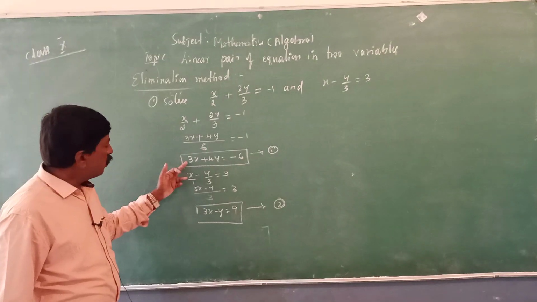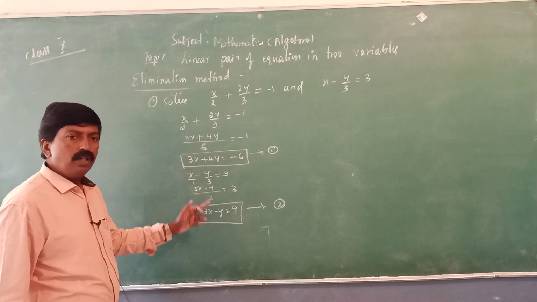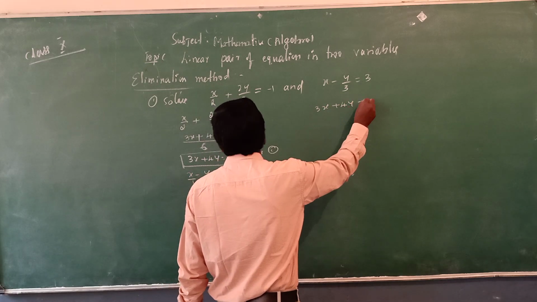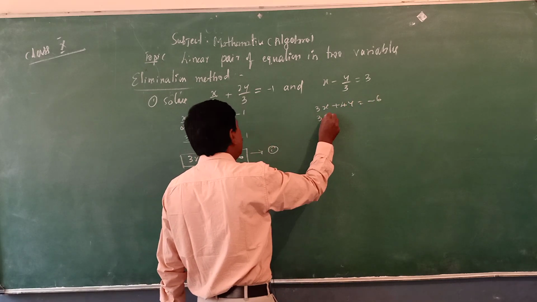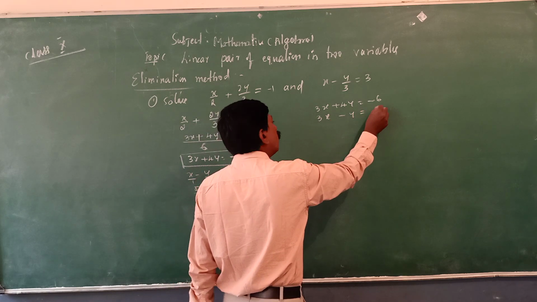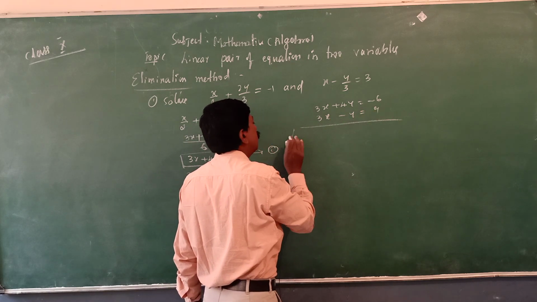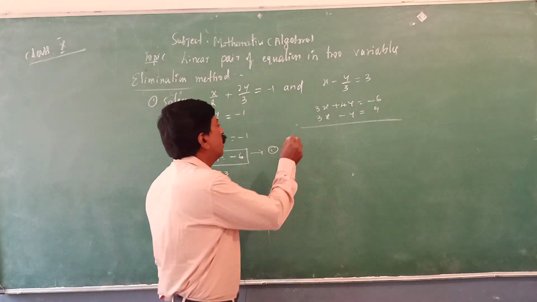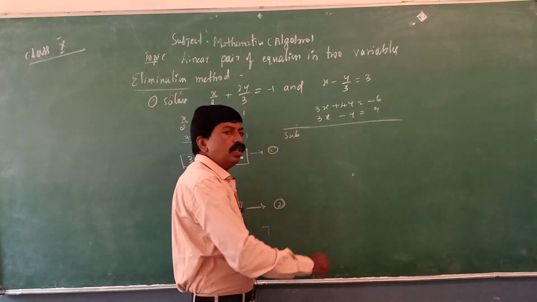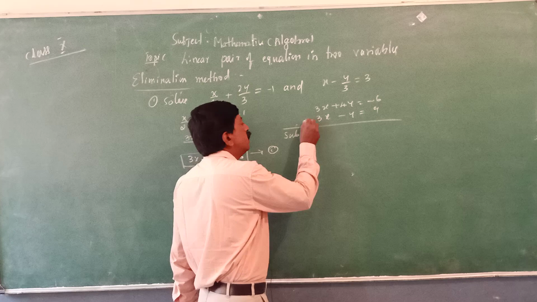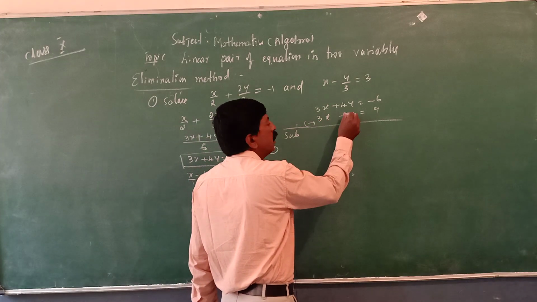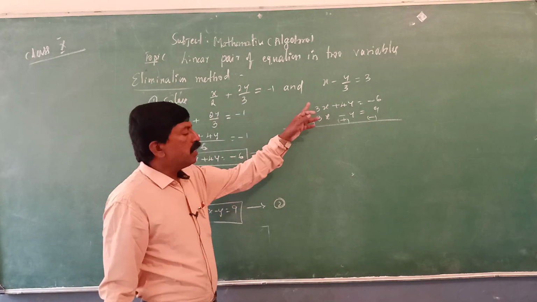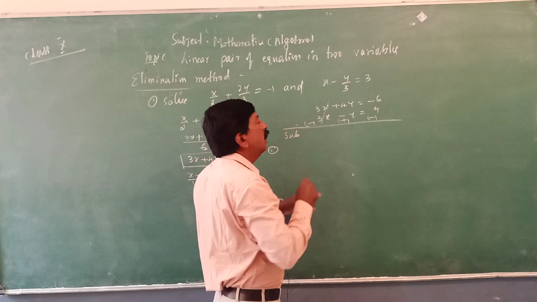Now observe, here also 3x, here also 3x. It is not necessary to multiply anything. So 3x plus 4y is equal to minus 6. 3x minus y is equal to 9. Now add these two equations. While adding, 3x plus 3x will become 6x. It is not possible to eliminate. That's why you can subtract equation 2 from 1. In that case its sign changes. Plus will become minus. Minus will become plus. Now plus 3x minus 3x cancel.